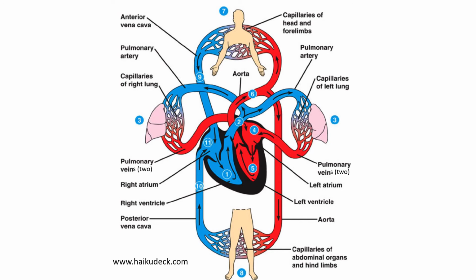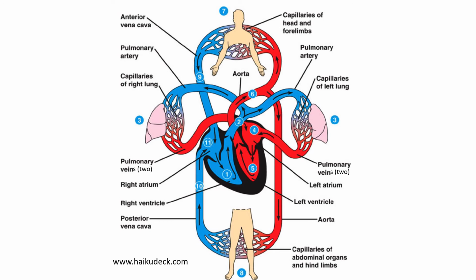It's going to lose carbon dioxide, it's going to gain oxygen. The blood is going to come back through the pulmonary veins to number 4, which is the left atrium of the heart. The left atrium of the heart is going to contract and push blood into the left ventricle, number 5. And it's passing blood through the left atrioventricular valve. Blood is then going to be pushed by the left ventricle through the aortic valve and out into the aorta, which would be number 6.